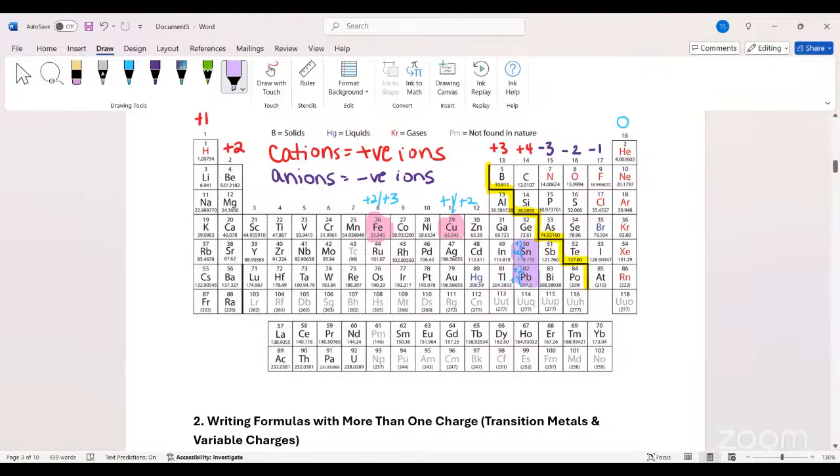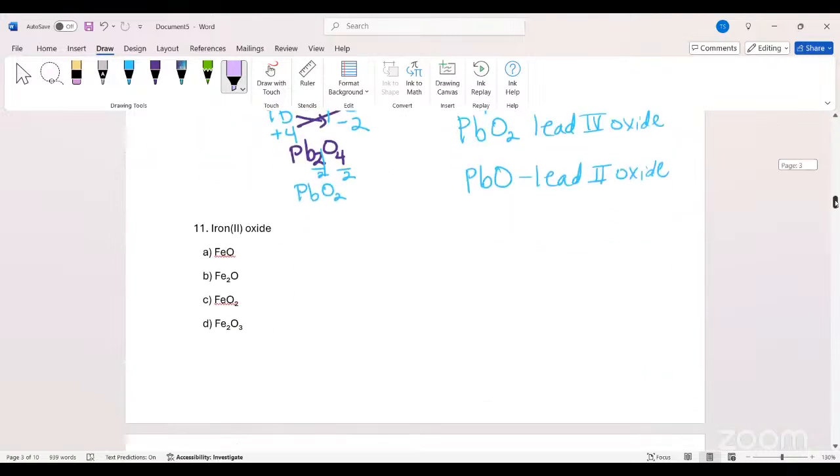Okay, now let's go to these practice problems to make sure that you all understand this. So let's do this one right here.